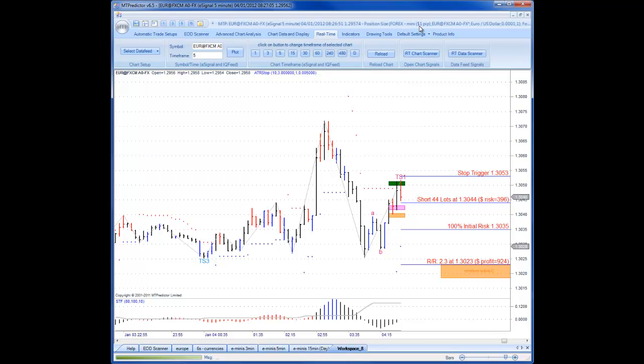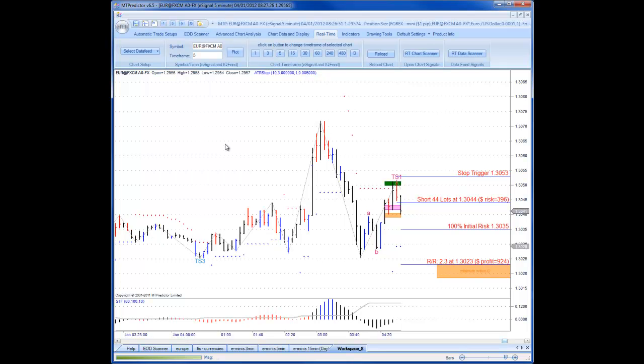Here I'm using a standard pip size of $1 per pip, and it gives you the entry level and the stop level. We also have the initial target here at a potential plus 2.3R profit. So let's see how this unfolds, but so far it's a completely standard and automatic MTPredictor trade setup.